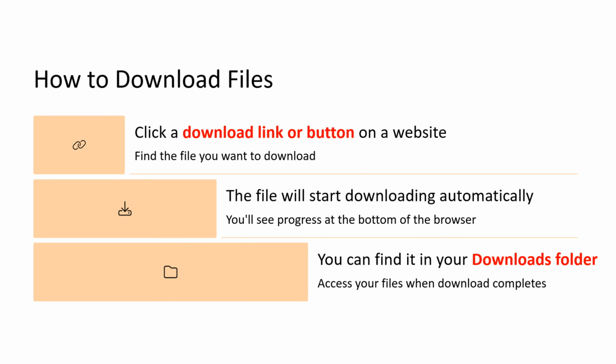How to download files? Find the file you want to download, click a download link or button on the website. The file will start downloading automatically. You will see the progress at the bottom of the browser. You can find the downloaded file in your downloads folder. Access your files when the download completes.